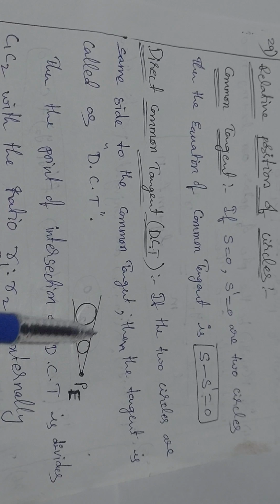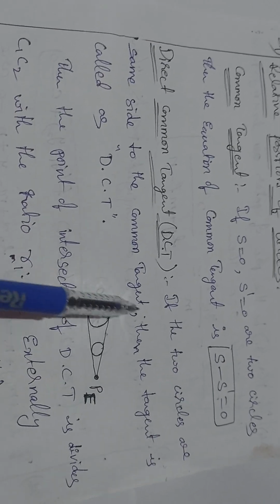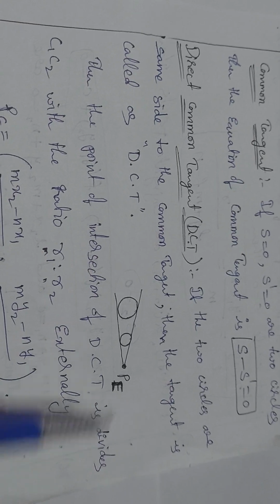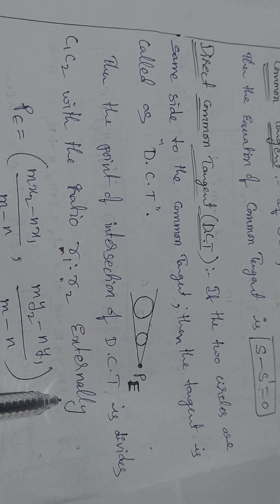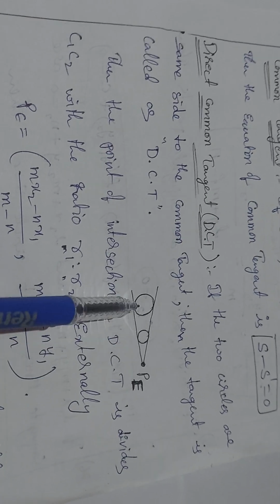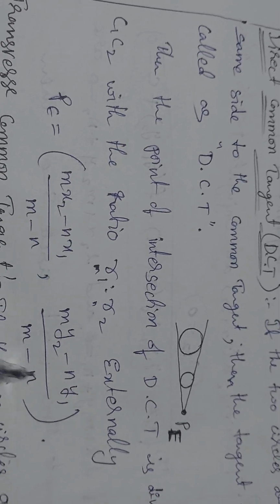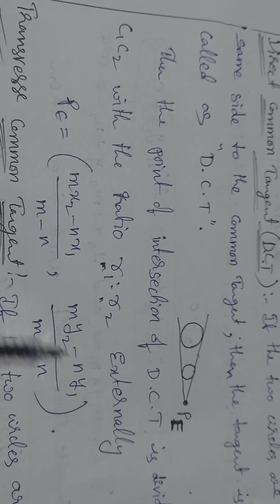So these two circles with respect to this tangent up, those are DCT, and they intersect at some point. That point of intersection divides C1C2 in the ratio R1 is to R2 externally. In these two circles, outside, so externally. The section formula we already know from 10th class. Section formula for external division is (mx2 minus nx1) by (m minus n), (my2 minus ny1) by (m minus n).